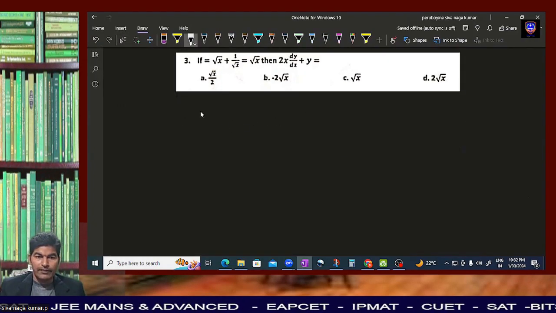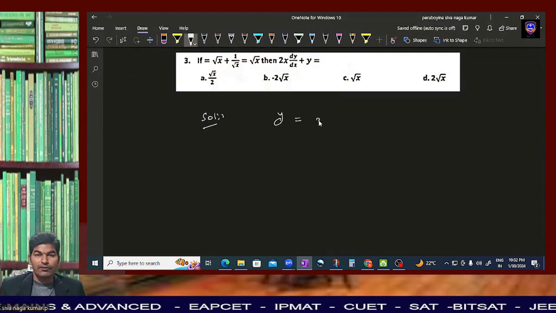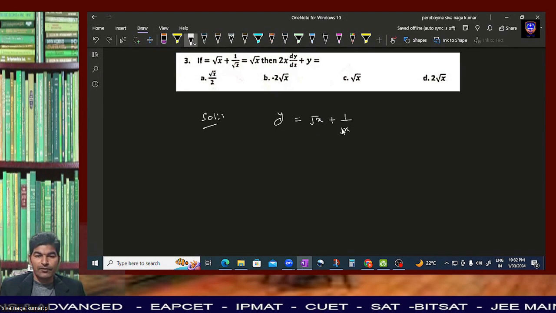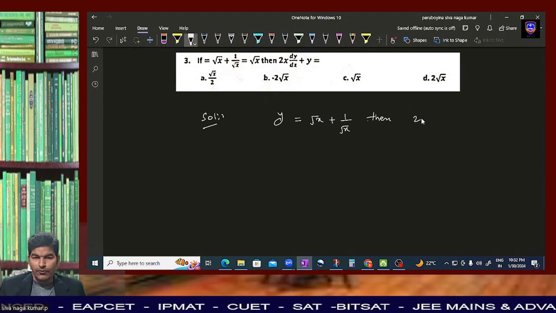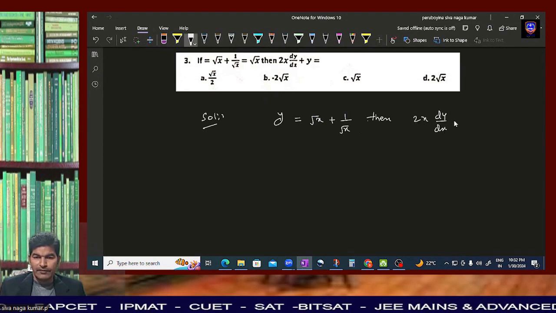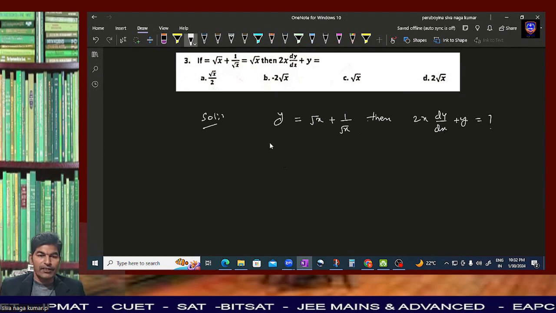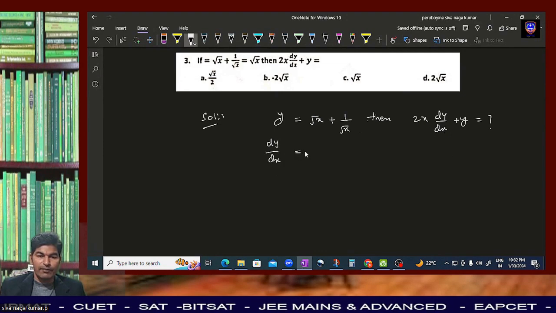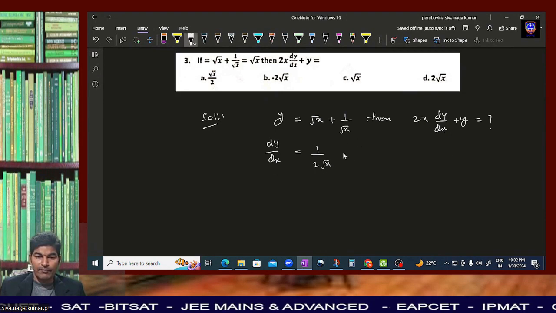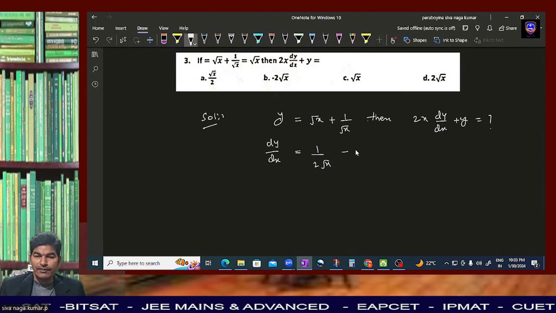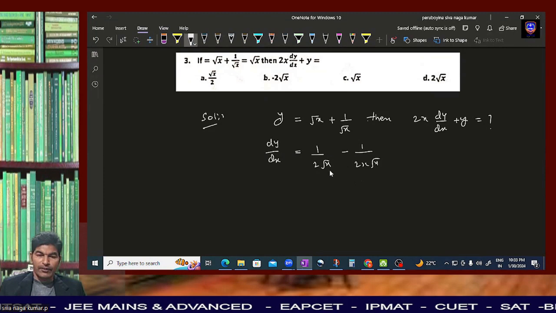Okay, the next question is the easiest question. Take y is equal to root x plus 1 by root x, and then he is asking 2x into dy by dx plus y is equal to how much? So directly we will do the derivative. y's derivative is dy by dx. Root x derivative is 1 by 2 root x, you learn from the formulas. And 1 by root x derivative is minus 1 by 2x root x.